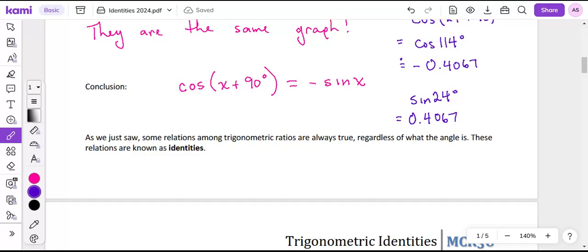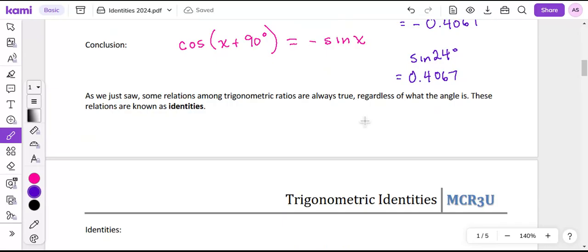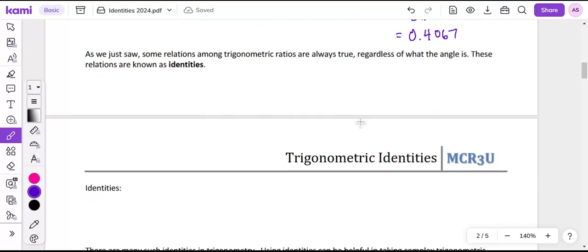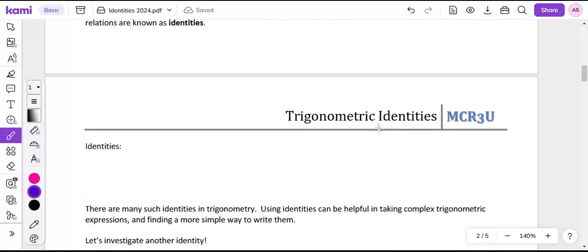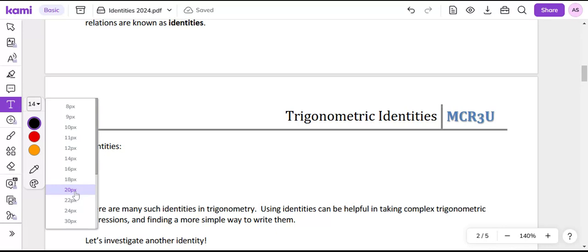This is the point in your math careers where they're introduced. In grade 11, there's 3 basic ones you learn, and then you use those to prove some more complex ones. And then grade 12, you learn a few more, so that when you get to calculus, you can do all the calculus things. So let's jot down kind of a formal definition of an identity. I'm going to type this one out. Size 20 should be good.